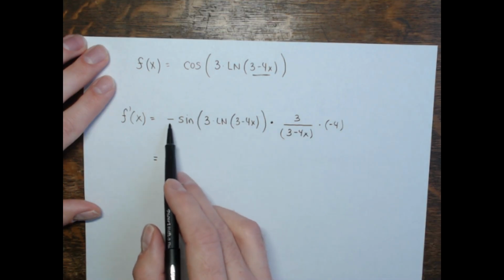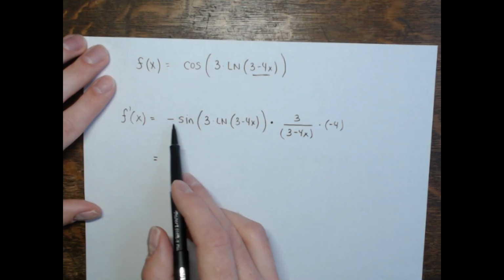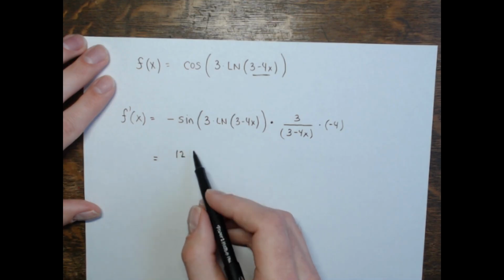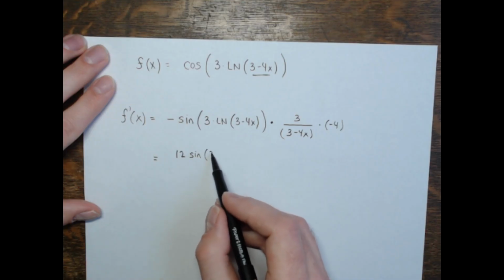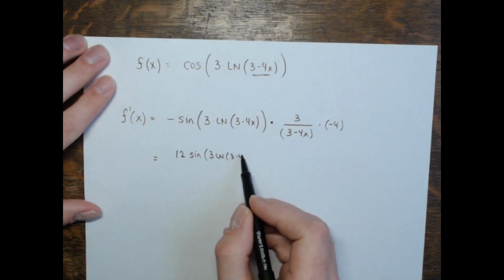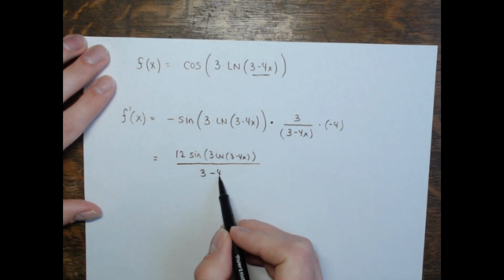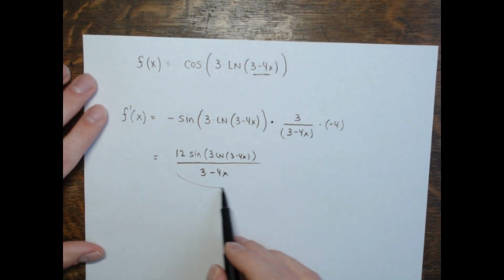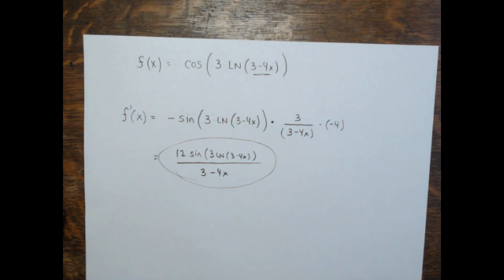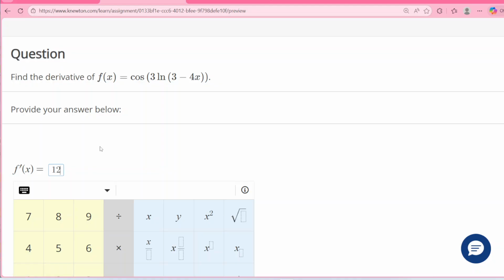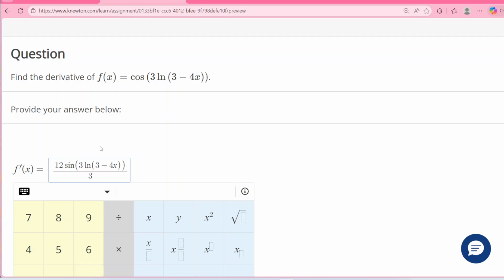All right, so again, just to save on some typing, you have a negative coefficient out here, negative 1 times 3 times negative 4. So you have positive 12 in the numerator with this sine of 3 times the natural log of 3 minus 4x. And the only denominator in any of these is 3 minus 4x. So this is what I'll type in: numerator 12 times the sine of 3 times the natural log of 3 minus 4x, divided by 3 minus 4x.